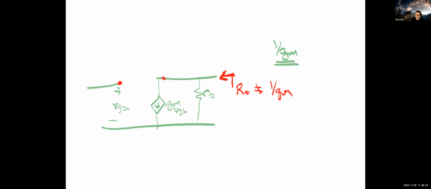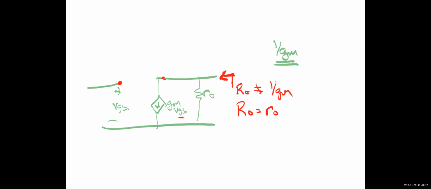What is the impedance that I see looking back into the circuit? ro, and gm, whatever is on the source side, if source is not ground. Yeah, so Rout, big Rout, is equal to little ro, okay? Why is that? What am I doing with this VGS term?